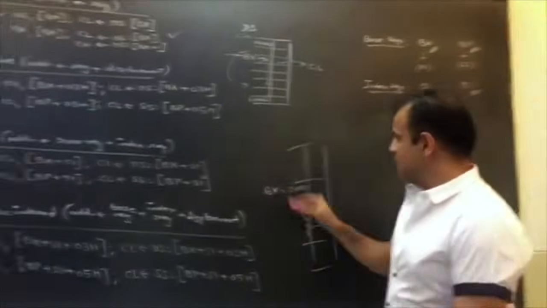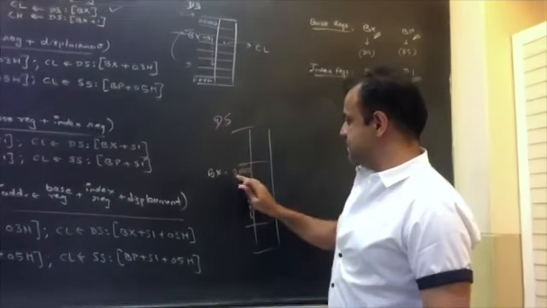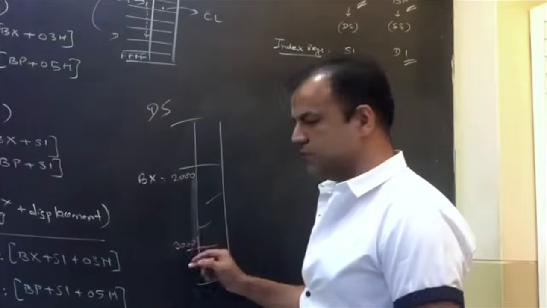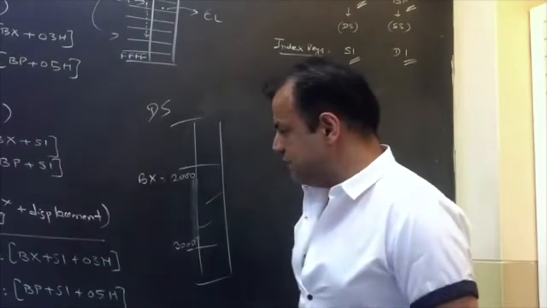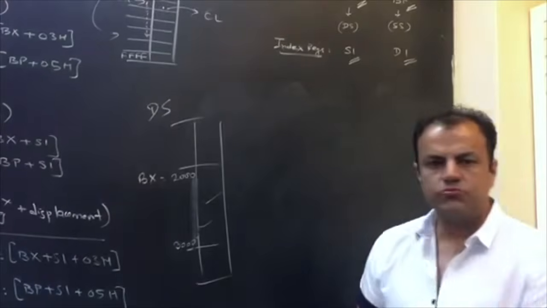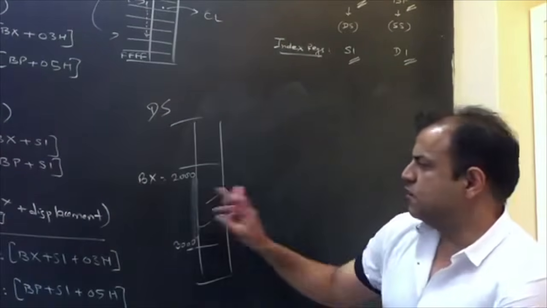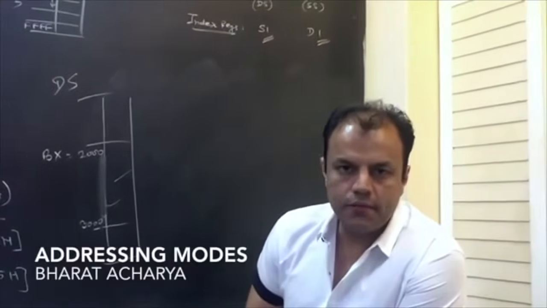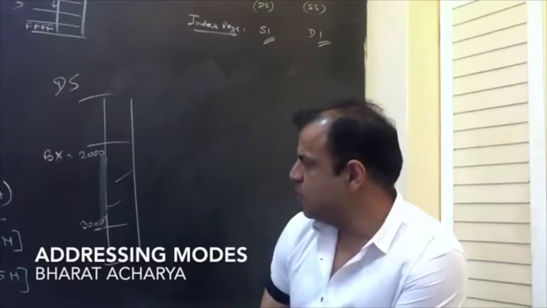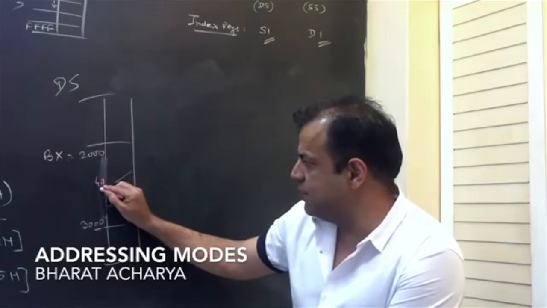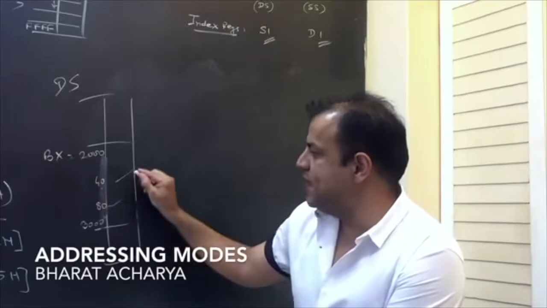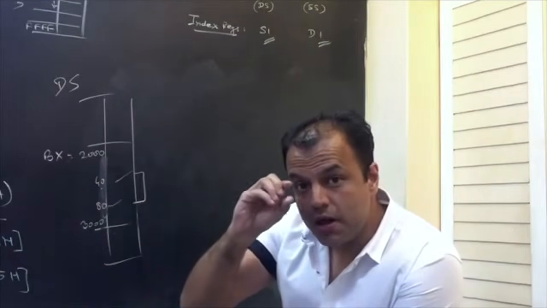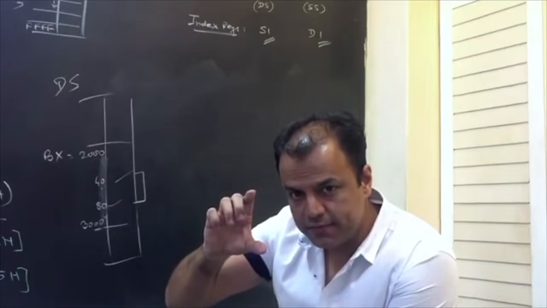What does that mean? This is your data segment. This is BX, initialized with a value 2000. Now suppose this is a very big array, going from 2000 to 3000. There are 1000 elements in it, so it's a very big array. Sometimes you want the 40th element, you'll write BX plus 40, I know you got that. You want the 80th element, you write BX plus 80. What if you want the 40th element up to the 80th element? You want to access a sub-series within this array.